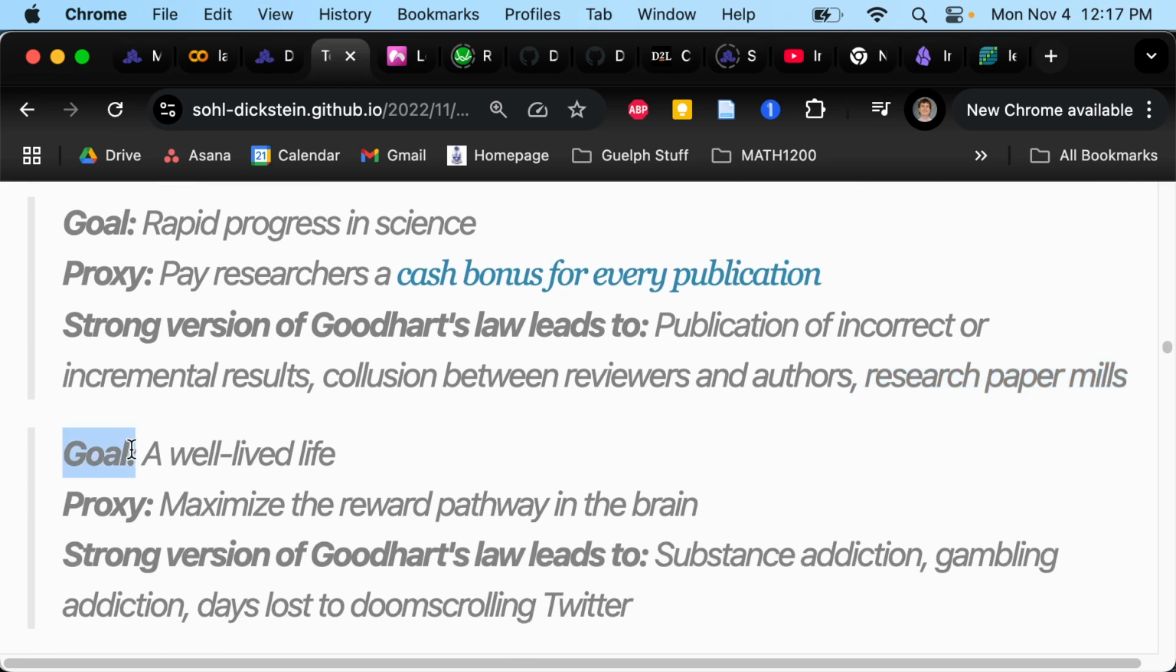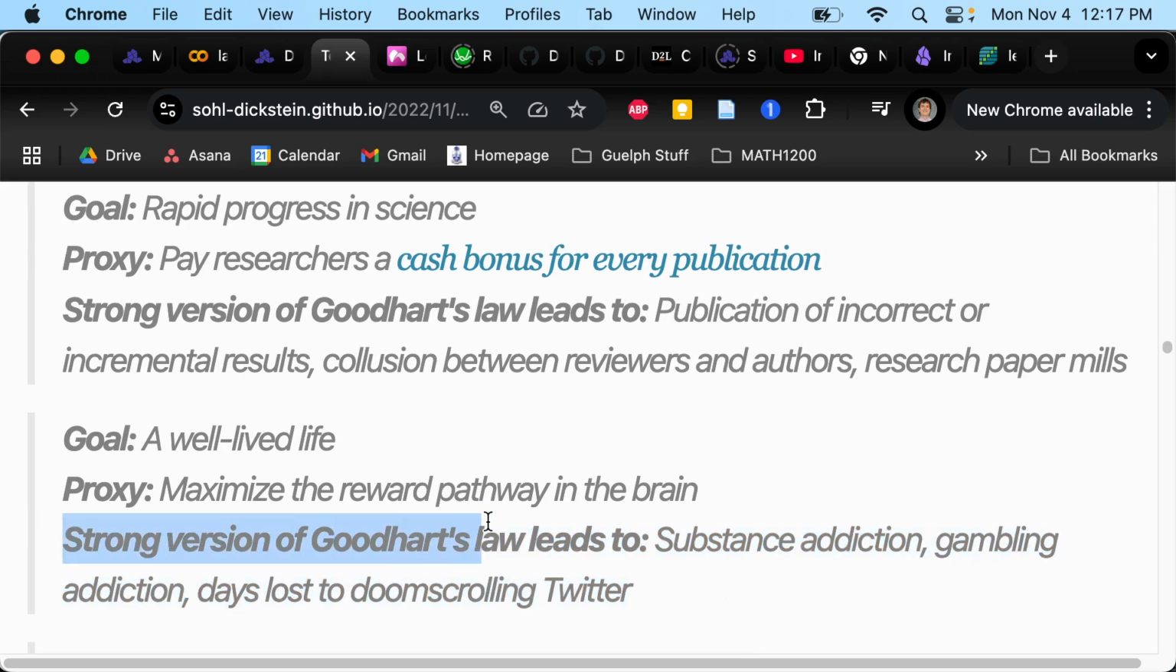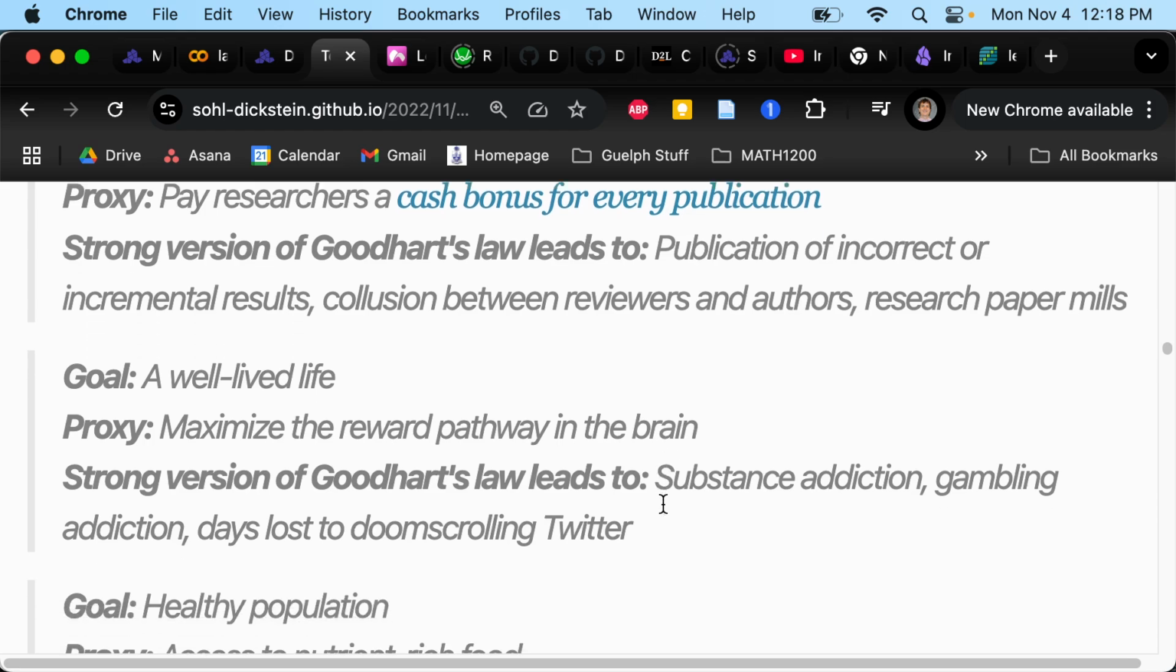Okay, this is an interesting one. I have no idea where this is going. Goal, a well-lived life. What the hell is this? Proxy, maximize the reward pathways to the brain. Oh yeah, this is great. Okay, so your goal, let's live life well, and your brain is full of things like, oh, I feel happy when I achieve something. But it turns out you can make the brain feel good without having a good life by taking drugs. Okay, great. So if you maximize how good the brain is doing, then you'll do drugs and gambling, and then this is very personal. Okay, so you want to make sure that you are really doing the real goal and not the proxy goal.